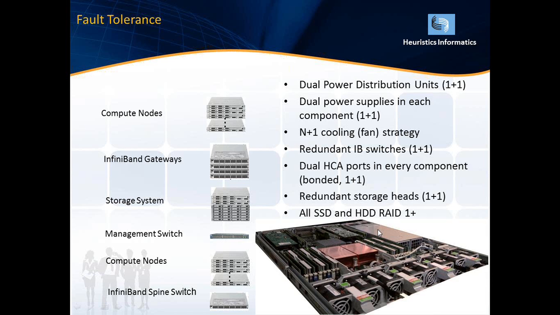So, to reduce the temperature generated from each and every component, we have a cooling fan strategy which cools the processors and the entire component. And we have dual HCA ports, as I told you earlier. Each and every component has two HCA ports, 1+1, and redundant storage heads. So we have two redundant storage heads here, which work as active and passive, and which are configured in the clustered mode. And all are SSD disk and HDD RAID. The disk shelf has 4 SSD disks, and the rest of the remaining are HDD disks.